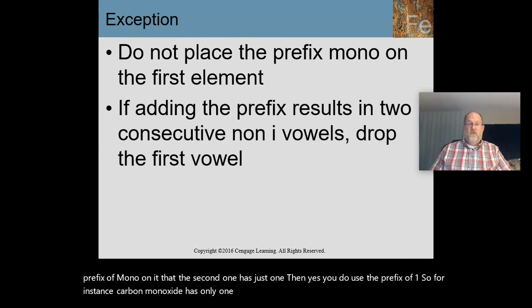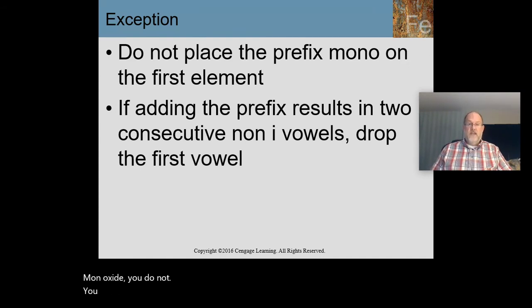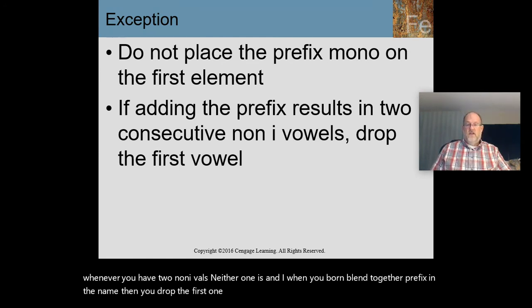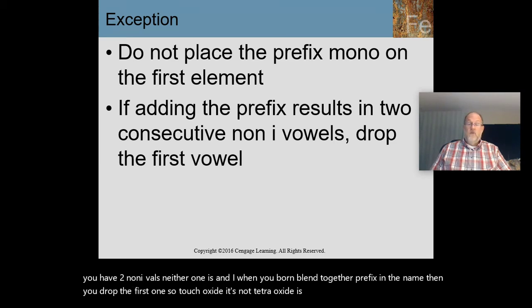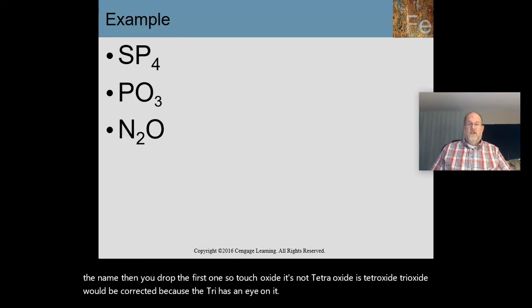Second thing is, you hear from the term carbon monoxide, you do not put both vowels together. It wouldn't be monooxide. It becomes monoxide. Whenever you have two vowels where neither one is an I, when you blend together the prefix and the name, you drop the first one. So tetroxide. It's not tetraoxide, it's tetroxide. Trioxide would be correct because the tri has an I on it. So let's look at some examples.